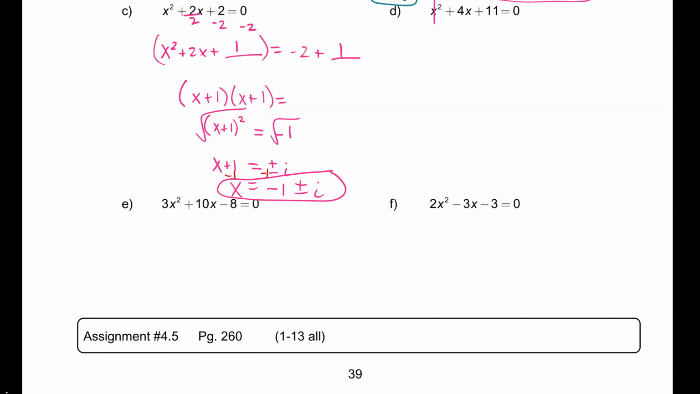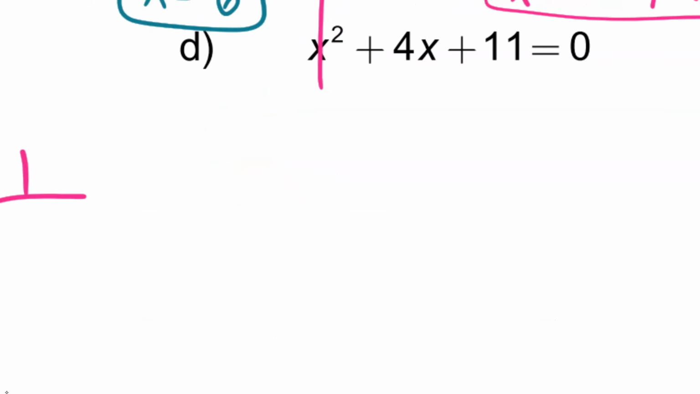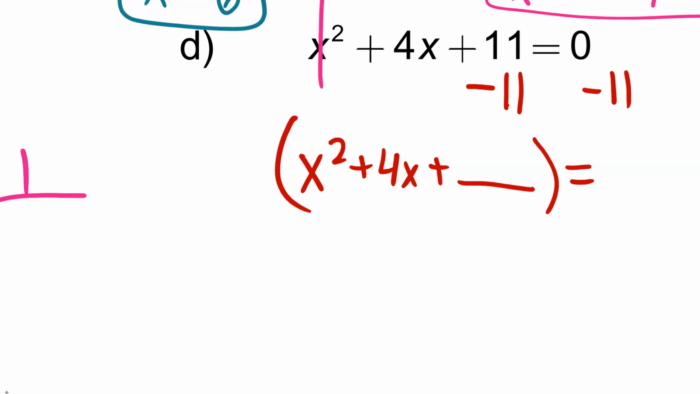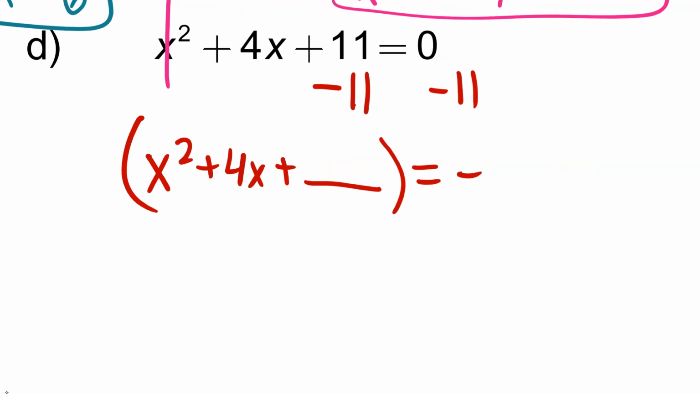Okay, so let's try the next one. First step, subtract this number to the other side. Okay, so I have x squared plus 4x plus the number that would make this a perfect square trinomial equals negative 11 plus the number that would make this a perfect square trinomial. So, okay, our middle number is 4. What is half of 4? 2. What is 2 squared? 4. My mystery number I plug in is 4.